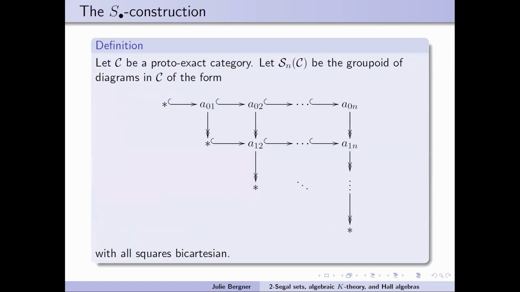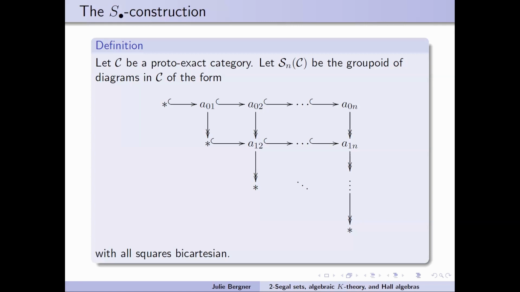Okay, so with this data, I can tell you what the S dot construction is. This was originally defined by Waldhausen. Well, this is a slightly adapted version of how we define it. I'll say a little bit more about that in a bit. So let me take just a proto-exact category.